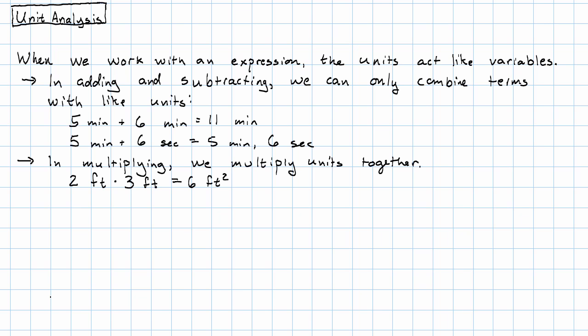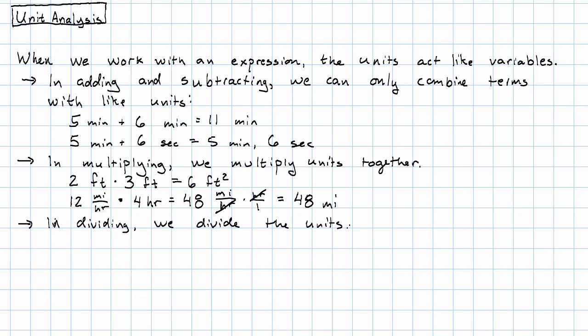Or, as another example, if we take 12 miles per hour times 4 hours, well, that's 48 miles per hour times hours over 1. The hours cancel out just like a factor of the numerator and denominator, and we're left with 48 miles. So in multiplying, we just multiply the units.